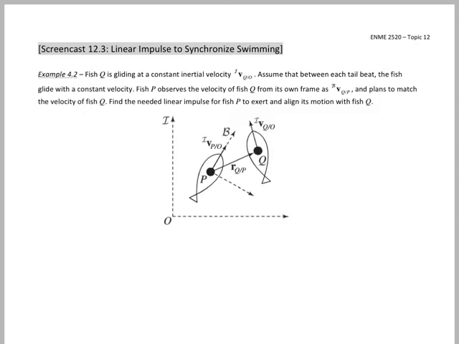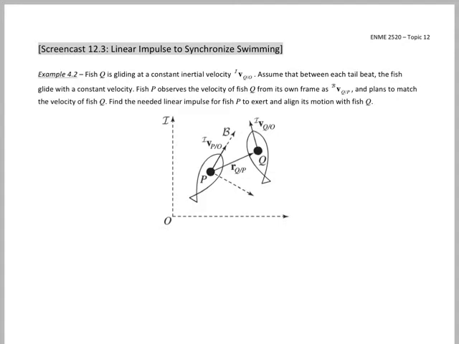Now, from the perspective of fish P, as it observes fish Q, it can only observe the relative velocity, so the velocity of Q with respect to P, and it's observed in its own reference frame, so it's reference frame B. And so this is a path frame that's drawn on the fish P. So to align its velocity with fish Q, fish P has to apply an impulse with its tail by beating against the water, and that's going to change both its direction and its speed. And our job is to calculate that impulse.